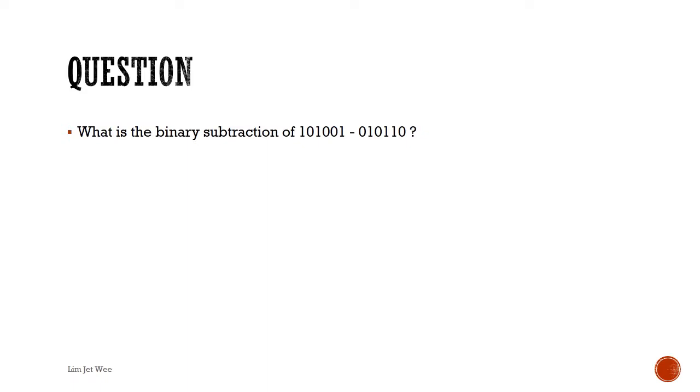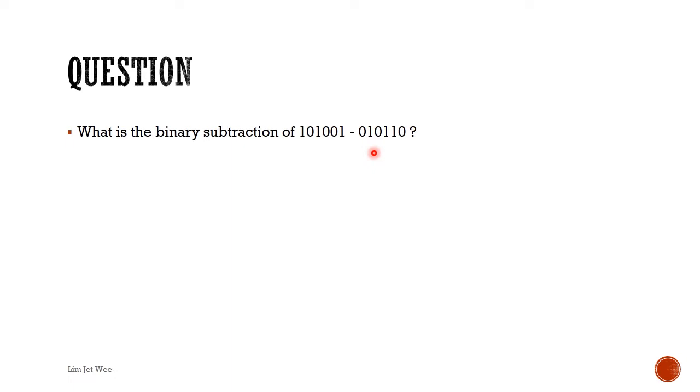Now, in order to clarify binary subtraction, I am going to use this question as my case. So what is the binary subtraction of this set of binary, 1 0 1 0 0 1, subtract this set of binary, 0 1 0 1 1 0?